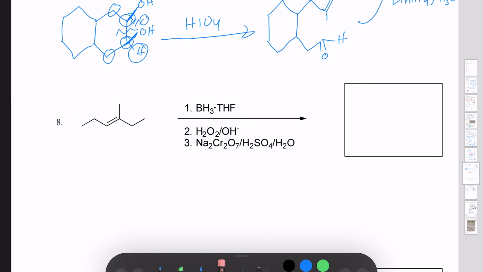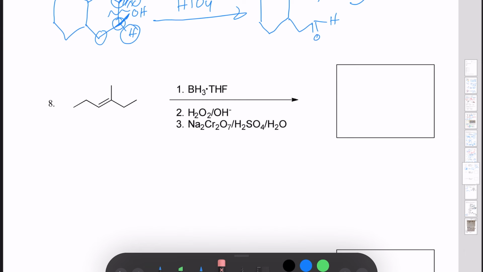For question 8, we're given this branched alkene, and there are 3 steps. The first step and the second step are part of the hydroboration oxidation process. In this process, after the first reaction, you form a BH2 carbon bond via anti-Markovnikov addition, and after the second step, you remove that BH2 group and replace it with a hydroxyl group. This is a good way of forming alcohols from alkenes in particular. So steps 1 and 2.